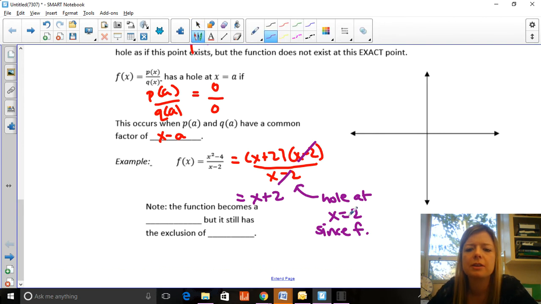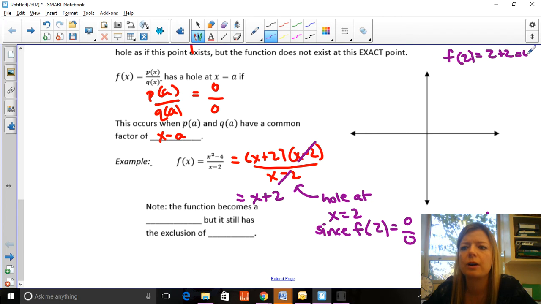If you put 2 into the original function before I factored it, you would have gotten the result 0 divided by 0. So the hole then is at x equals 2. To find the y value of the hole, you just find what f at 2 is in the rearranged formula. So in that case, it would be 2 plus 2, so 4. Therefore, the hole is at (2, 4).